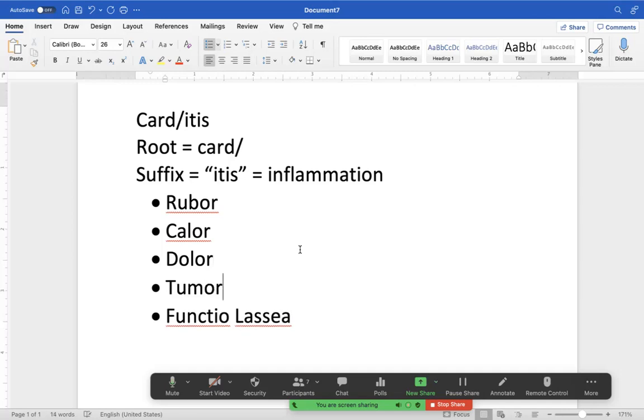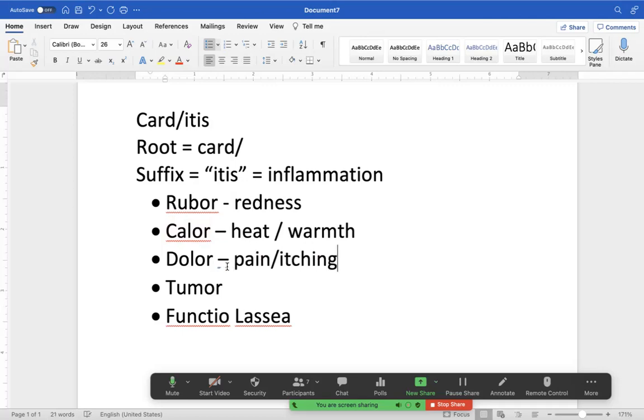Two more. Okay, those are your 5 cardinal signs and symptoms. Rubor, of course, redness. Goes back to your irritation. If I rub something, it'll be irritable, which is partially correct. Calor, that's like what? Heat, warmth. Dolor, in Espanol, dolor, pain. Or it could be itching, because if you have extreme itching, or ever have an itch you can't scratch, that's pain. And tumor doesn't mean cancer in medical terminology. It just means lump or bump.